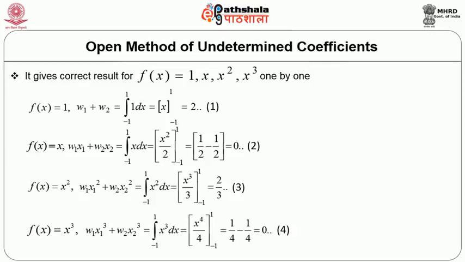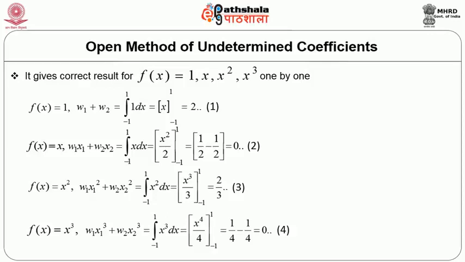So, our first equation formed is W1 plus W2 is equal to 2. Secondly, we put f(x) equal to x. f(x) equal to x is an odd function, so the integral of this over the symmetric interval minus 1 to 1 will come out to be 0. The integral is x square by 2, limits minus 1 to 1, and the function is the same at minus 1 as well as at 1. So, 1 by 2 minus 1 by 2, the value of the integral is 0.